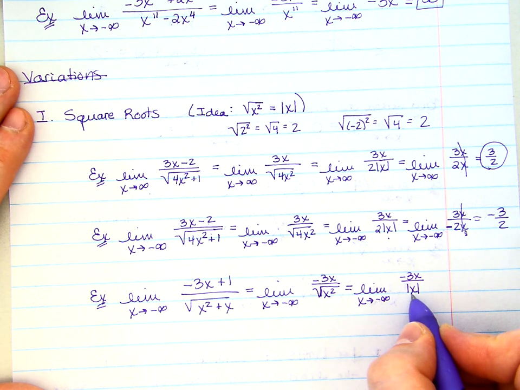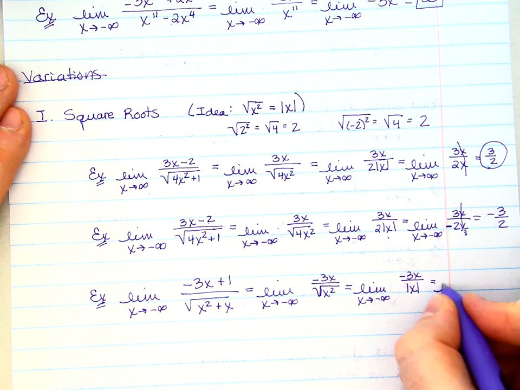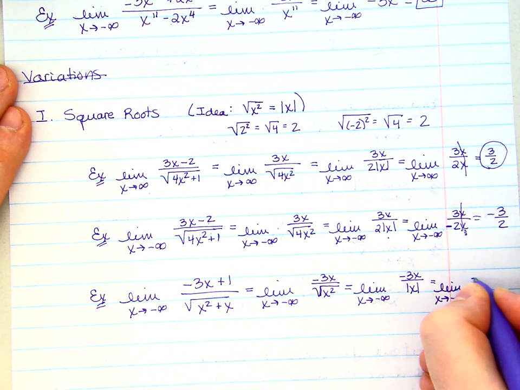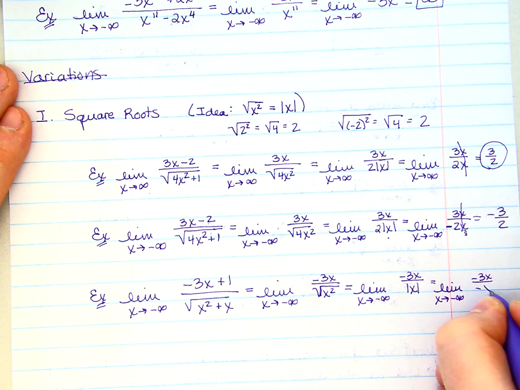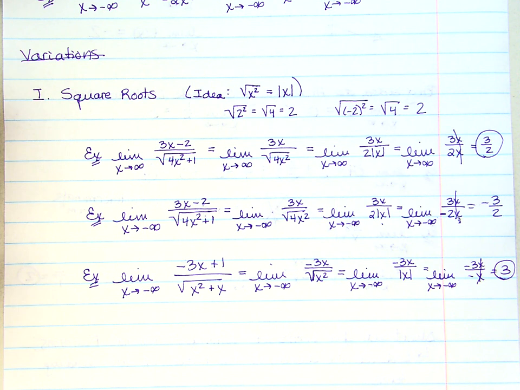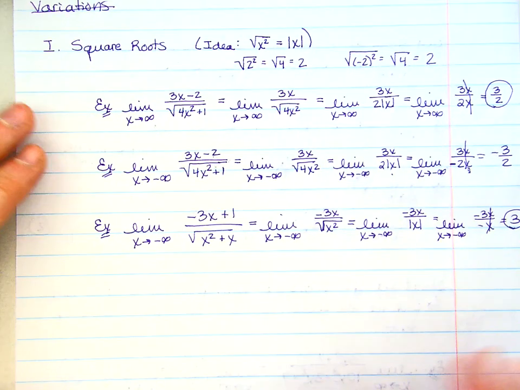Everything inside the bars is negative, which means I have to change its sign. This is the limit as x approaches negative infinity of negative 3x over negative x. The x's cancel. Your answer is going to be positive 3. That was our first variation. Next variation, trig.